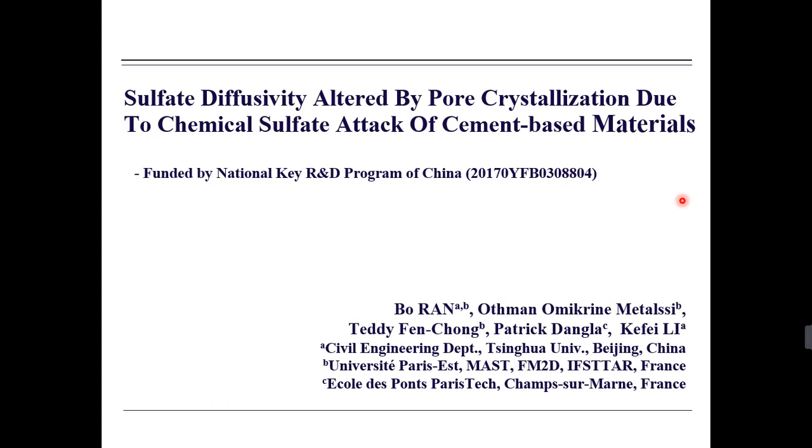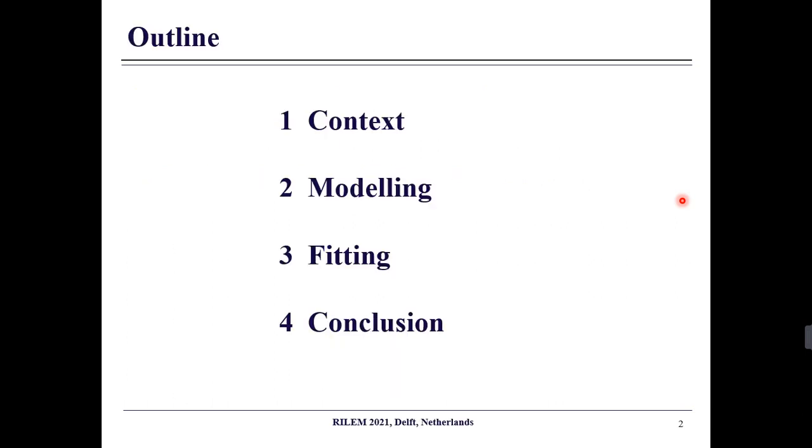And the idea is about change of transport property caused by pore crystallization. The presentation is sulfate diffusivity determined by pore crystallization due to chemical sulfate attack of cement-based materials. My presentation is mainly divided into 4 parts: the context, modeling, fitting, and conclusion.